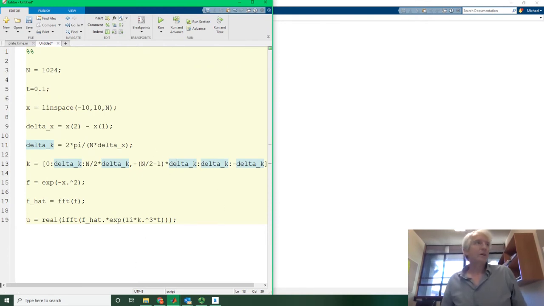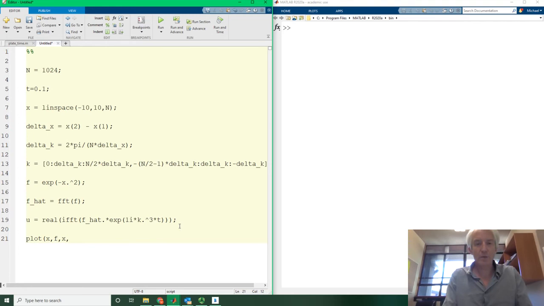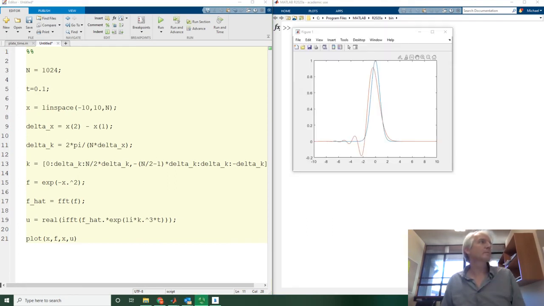And have a look at the picture. Okay, it's a brilliant piece of code, but it doesn't do anything. So let's just draw a picture of this. Plot x, comma, f, the initial condition, and x, comma, u, the solution at time t later. All right, let's run that again. And there's the solution here.